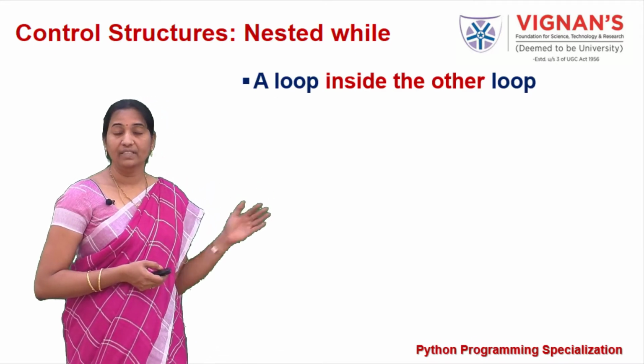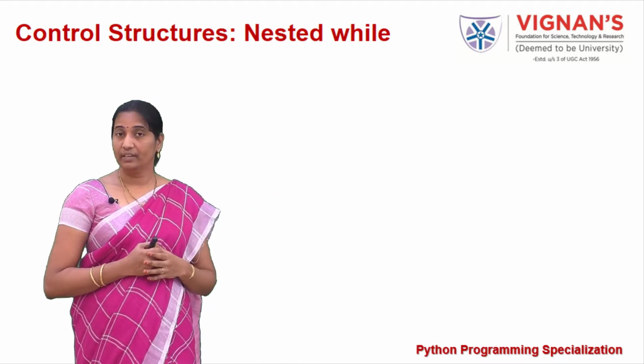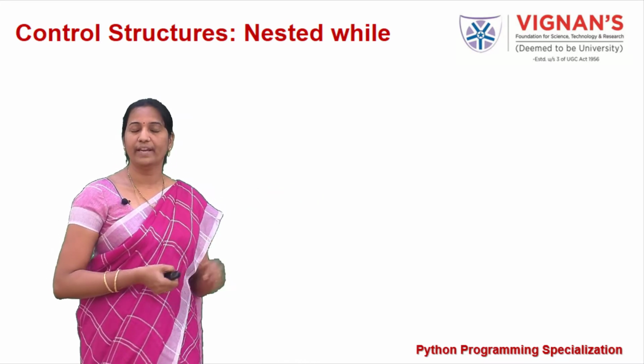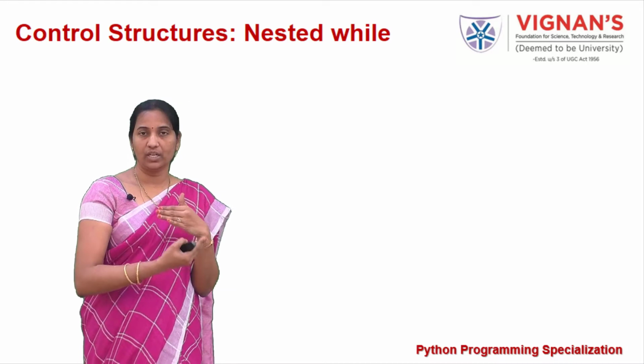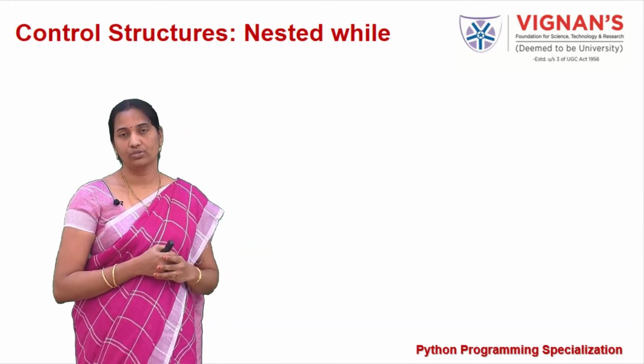So similar to having the nested if structure, we can even have the nested while. While discussing the conditional control structure, we have seen how we can nest the conditional control structure, how we can have one if inside another if control structure, right?